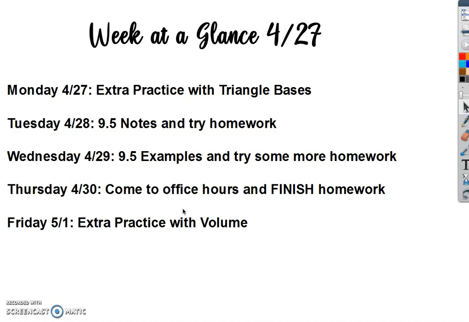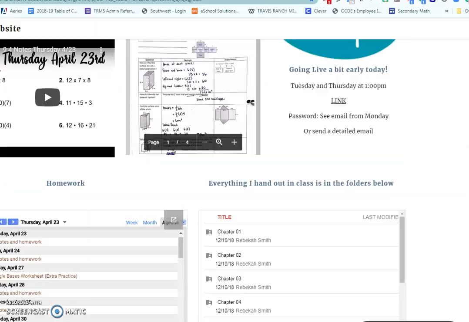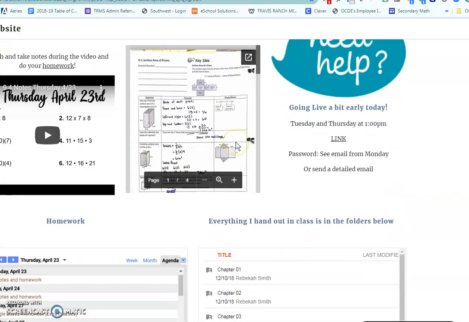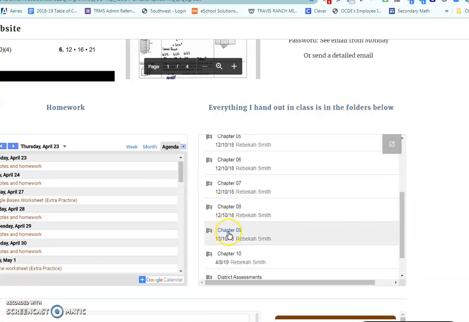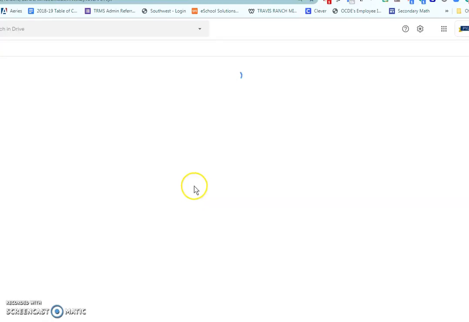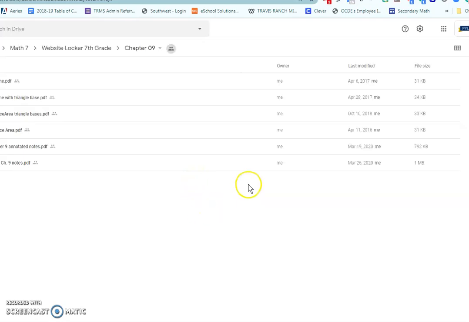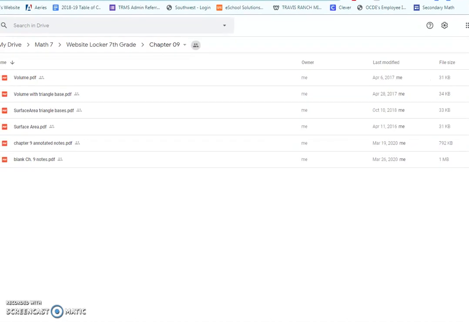Let me show you where these worksheets are on the website. So if I go to my website, it kind of looks like this. I know it's a little bit off center. You scroll down to where it says everything I hand out in the folders are in the folders below. You click Chapter 9, and then you can see. Okay, let's move it over.